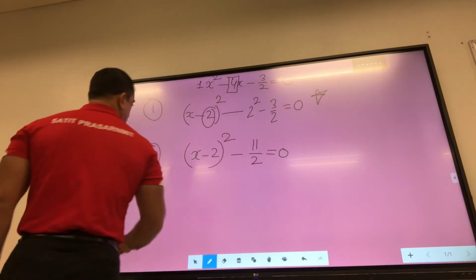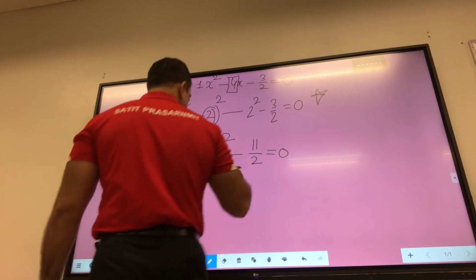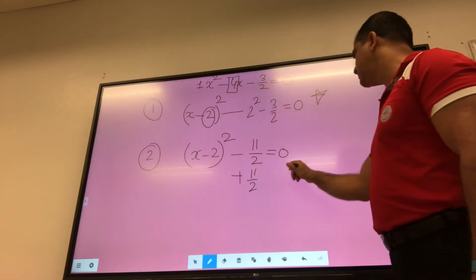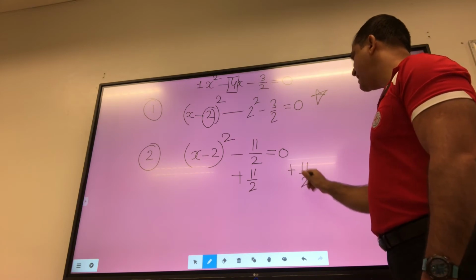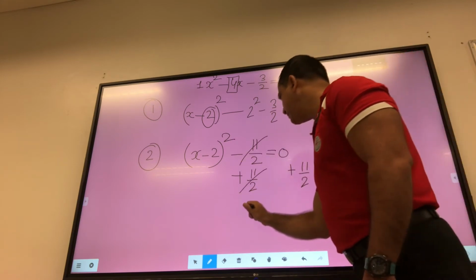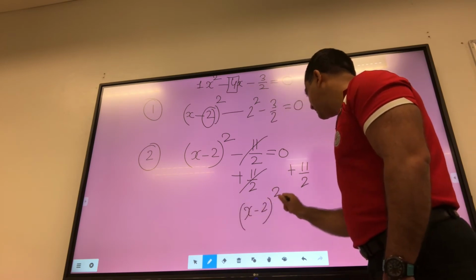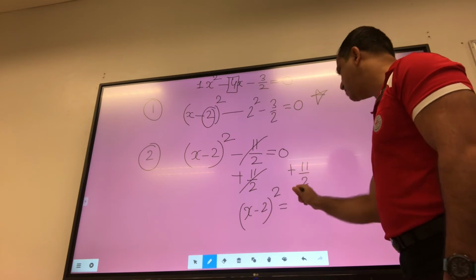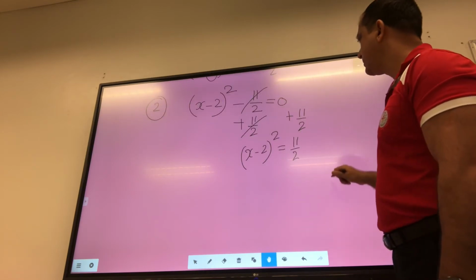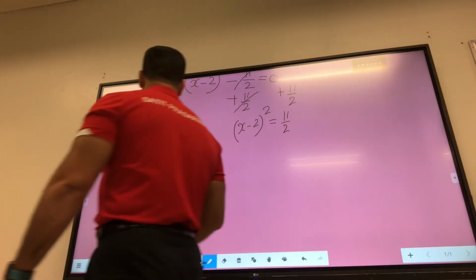Then what is the next step? The next step is to simplify further, adding 11 by 2 on the left and right to cancel this negative 11 by 2 with a positive. We get x minus 2 whole squared is equal to 11 by 2 plus 0, which is 11 by 2. Step number 2 is done.